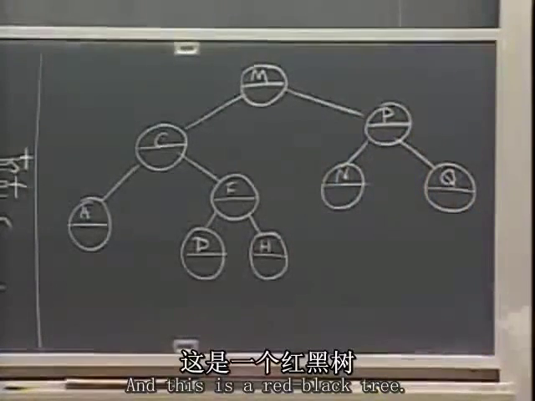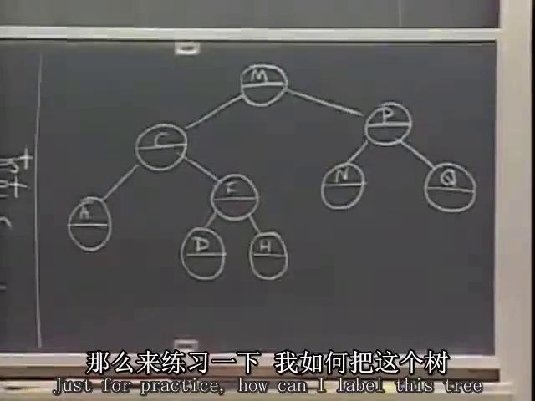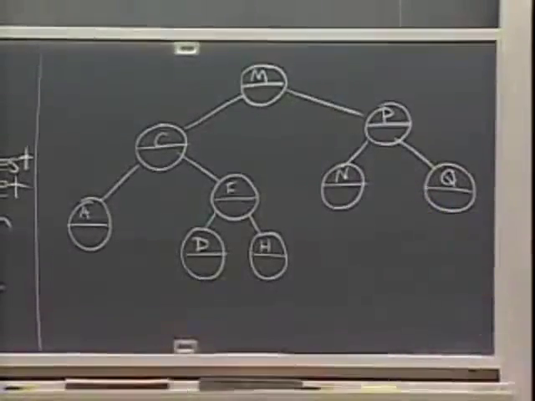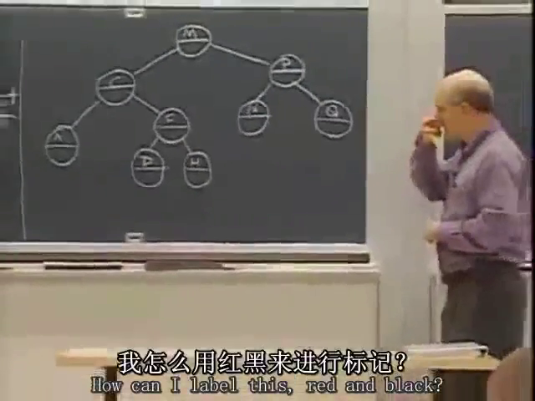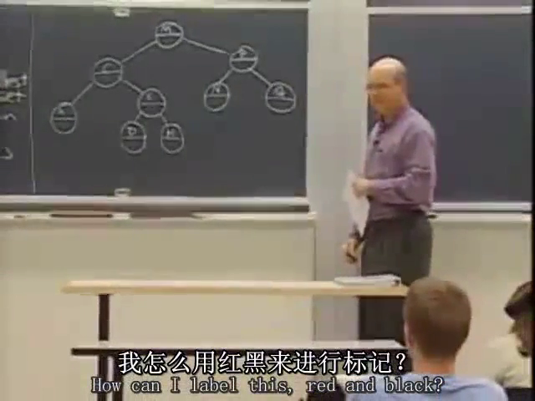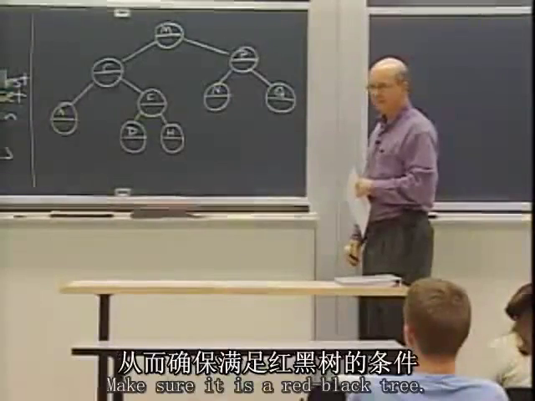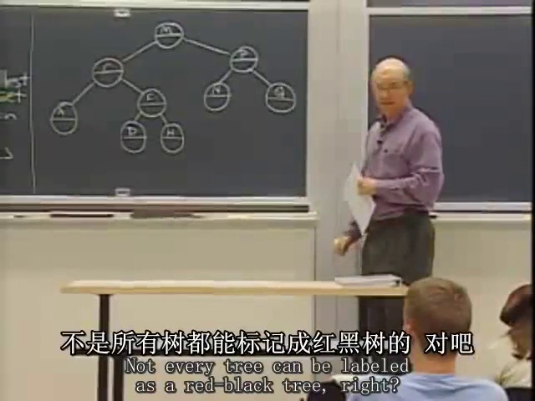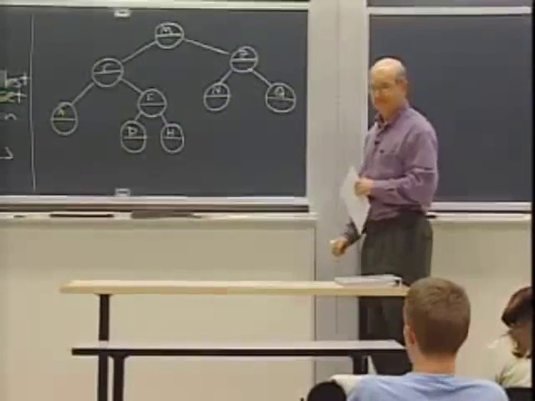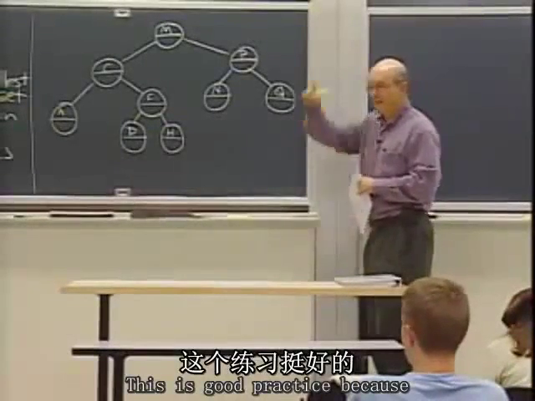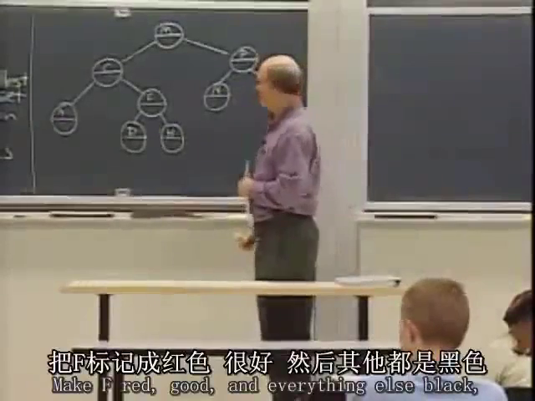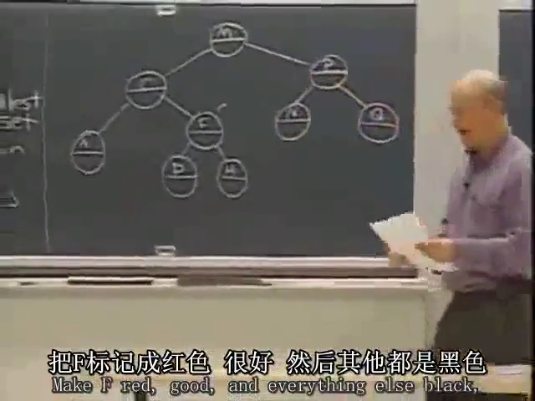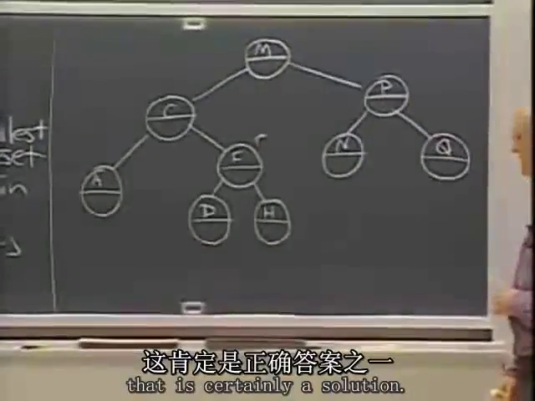This is a red-black tree, so just for practice, how can I label this tree so it's a red-black tree? I haven't shown the nils. Remember, the nils are all black. So how can I label this, red and black, to make sure it is a red-black tree? Not every tree can be labeled as a red-black tree. This is good practice because this sort of thing shows up on quizzes. Make F red. Good. And then everything else black. That's certainly a solution.